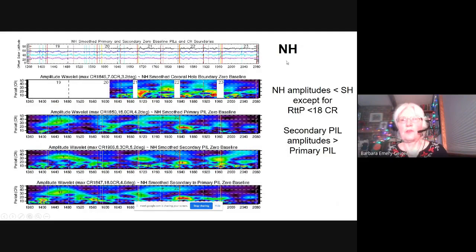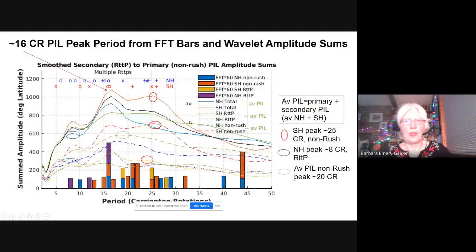This is the wavelet. It's kind of nicer, in my opinion. This is for the northern hemisphere: the zero baseline pills and the coronal hole boundaries, primary, secondary, and the transition peaks. And we do see these consistent large amplitudes right at the changeover in solar max on all of these.